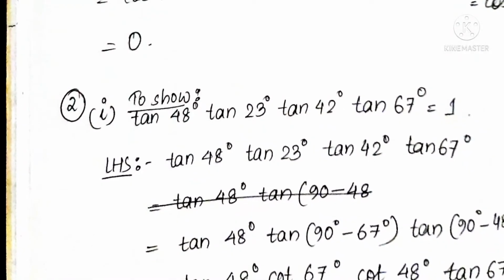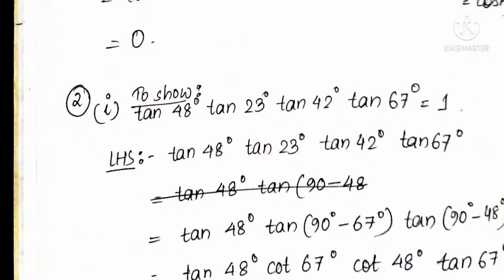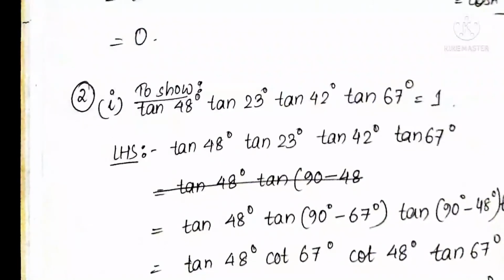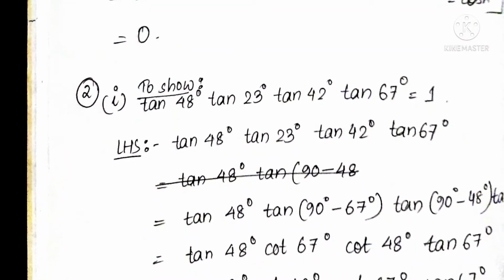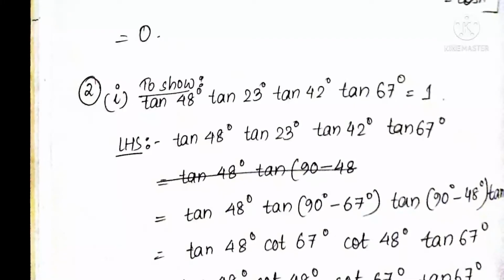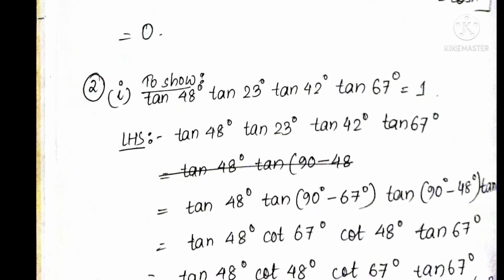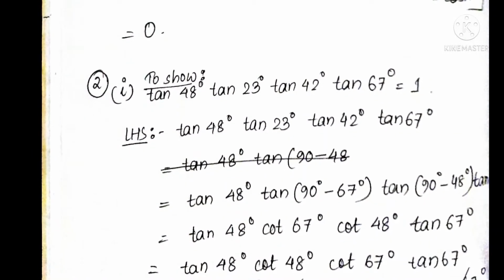So in place of 23 degree angle, I can write 90 degree minus 67, and in place of 42 degree, I can write 90 degree minus 48 degree. So already we know that tan 90 degree minus A is equal to cot A. So tan 90 degree minus 67 degree is equal to cot 67 degree, and tan 90 degree minus 48 degree will be equal to cot 48 degree.